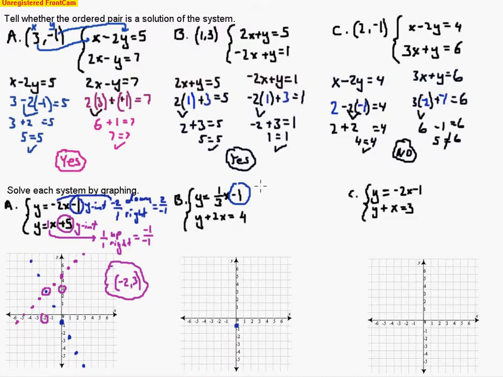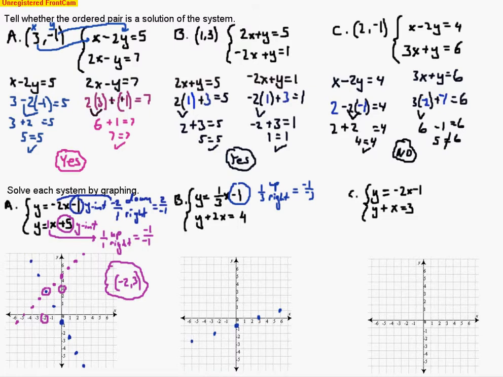Remember the slope, 1/3, tells me to go up and then to the right. So I do that a few times. Up 1, right 3. Up 1, right 3. I could also go the other way. So it would be -1 over -3, which would be down to the left. Down to the left. That gets me on that line.